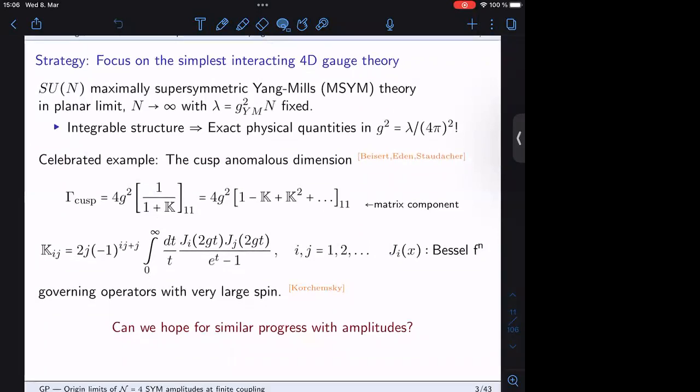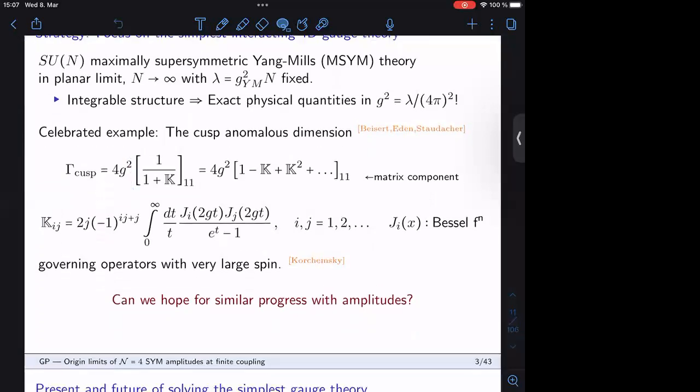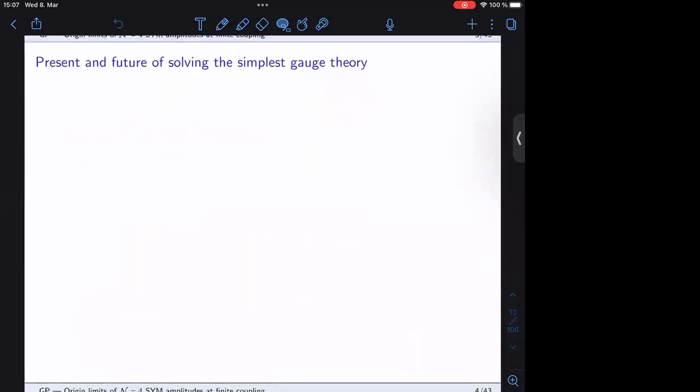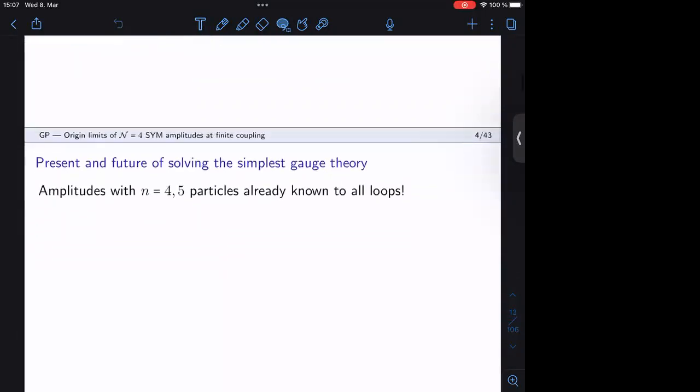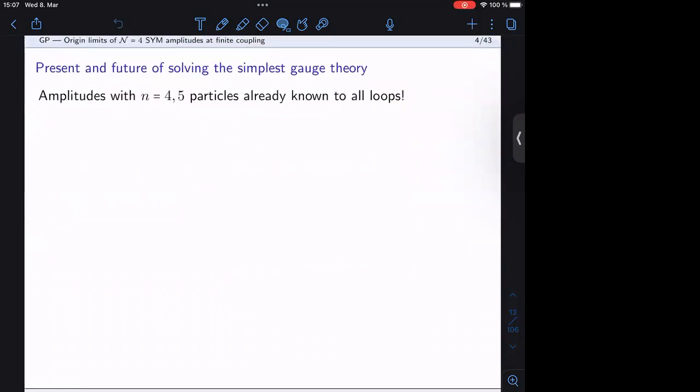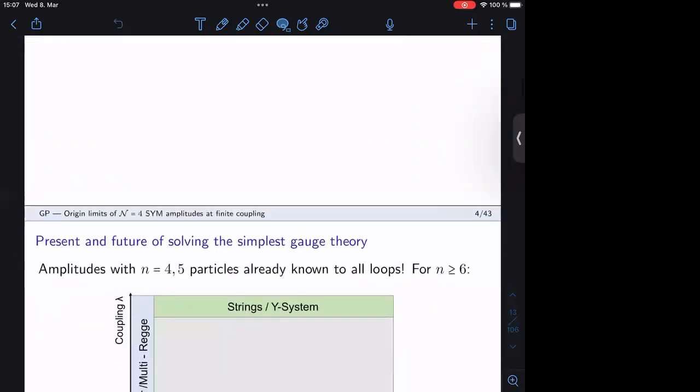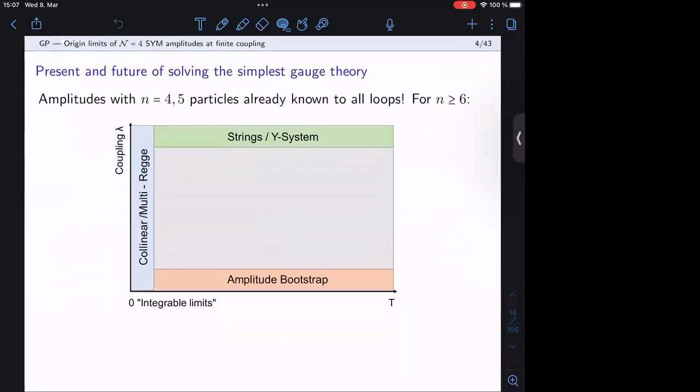Given the great success in, for example, computing gamma cusp and other anomalous dimensions, it's a natural question whether we can make similar progress for amplitudes or other quantities, correlators and so on. And your group is, of course, very active also in exploring other quantities and solving, in a sense, this theory. But let me talk to you about the status in solving N=4, at least as far as the amplitude is concerned. So for multiplicity 4 and 5, we already know them to all loops. And they are given by the so-called BDS ansatz.